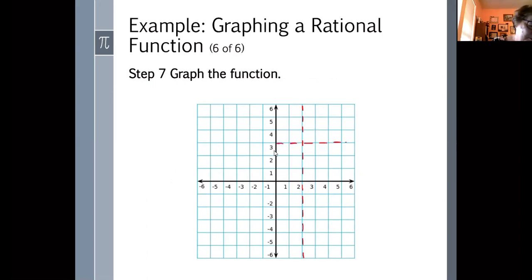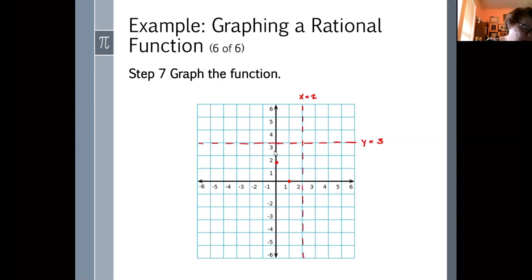So I'm going to go ahead and draw that in. So here's my vertical asymptote at x equals 2, my horizontal asymptote at y equals 3. And we had a y-intercept at 1.5, so I'm going to plot that. We had an x-intercept at 1, so I'm going to plot that.